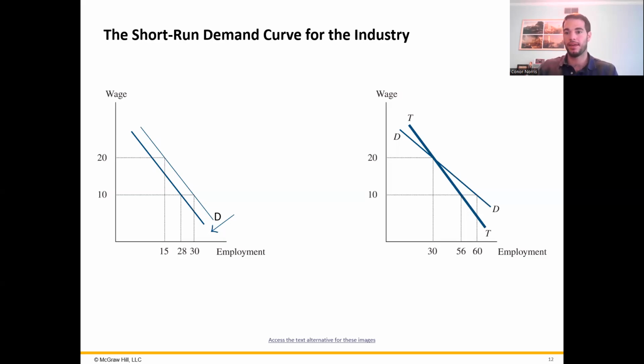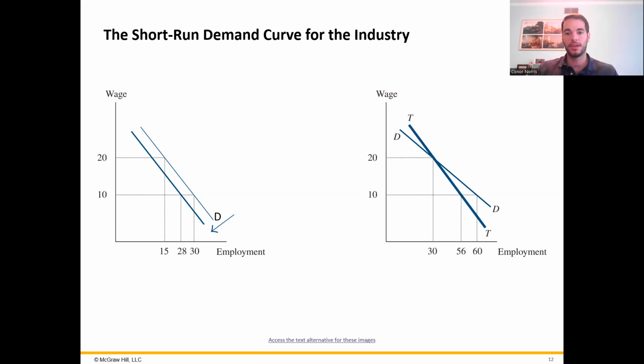Welcome back. Not that you went anywhere because it's an online class, but in the last lecture, we worked our way up to short-run labor demand for a single firm. Now we can take this a step further. And in this lecture, we're going to apply the same approach to derive the short-term labor demand for the entire industry, not just for one firm.